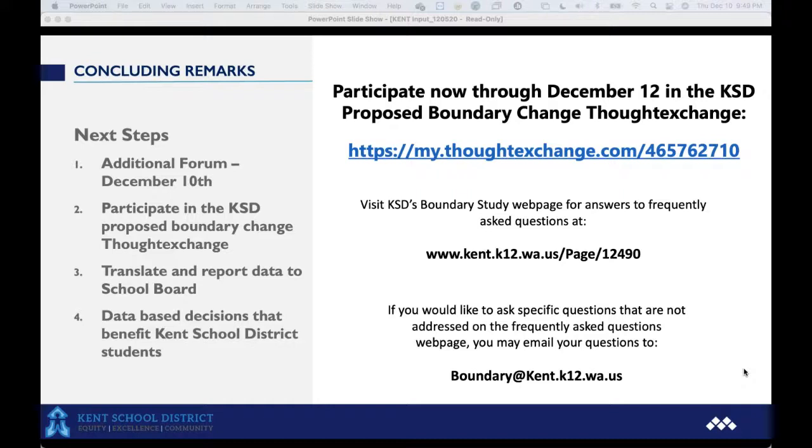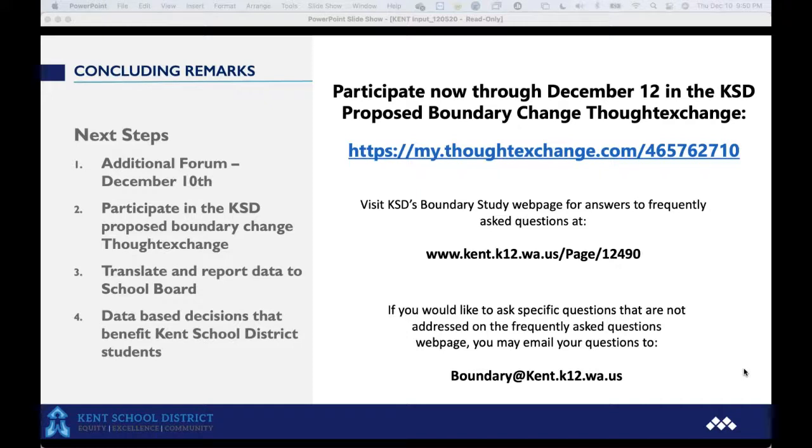There's also on there some frequently asked questions and answers that have been received through this process. And they will add as many as they possibly can from tonight's. And then if you have other specific questions, you can email them to boundary@kent.k12.wa.us. And again, those will be added to the frequently asked and answered questions where appropriate.